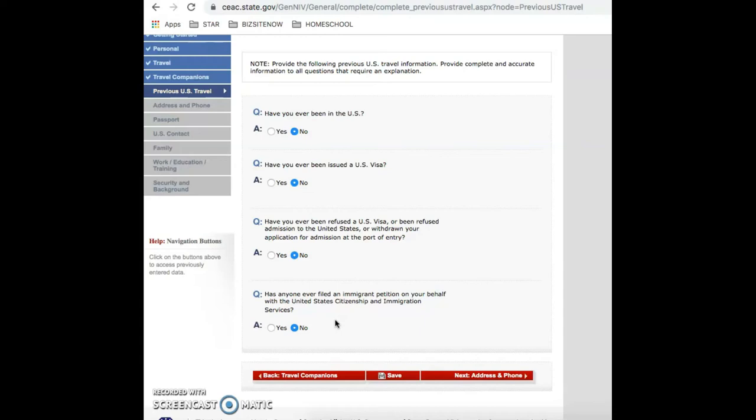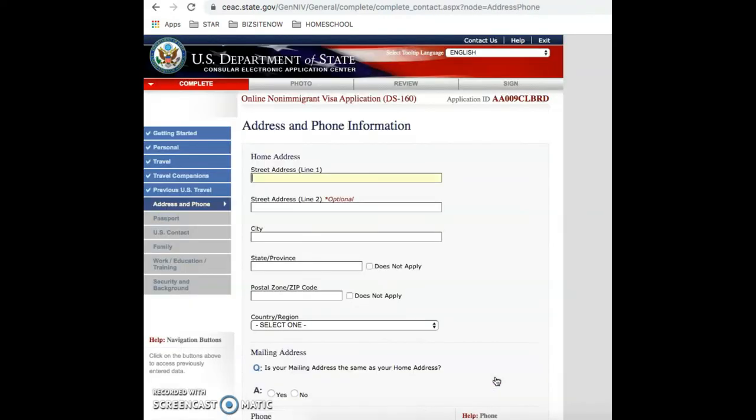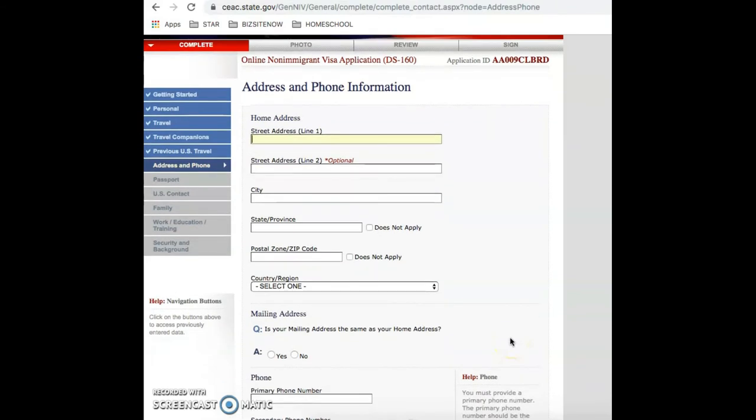You just really need to be honest in filling out the form. You need to be honest with your intentions. You know, the consul will see it. We'll see naman kung ano yung reasons mo for it. And then you just click the next, the address and phone information.